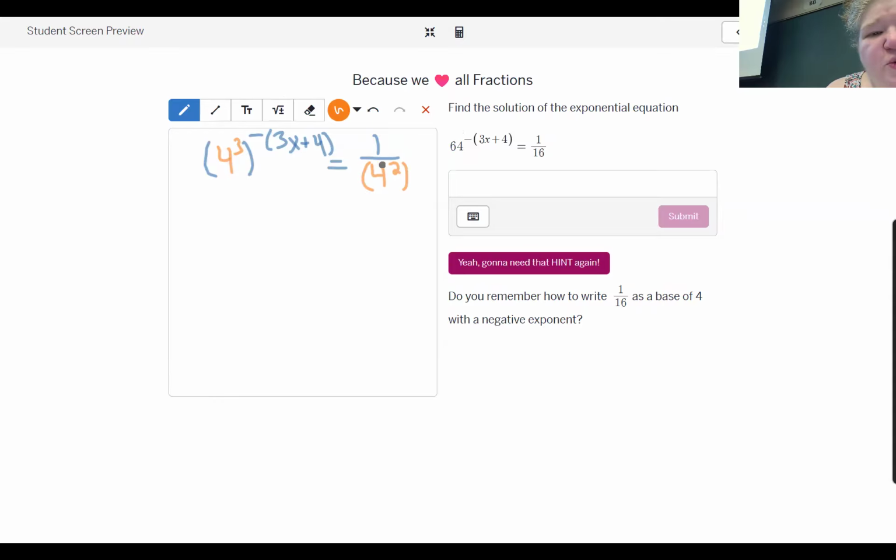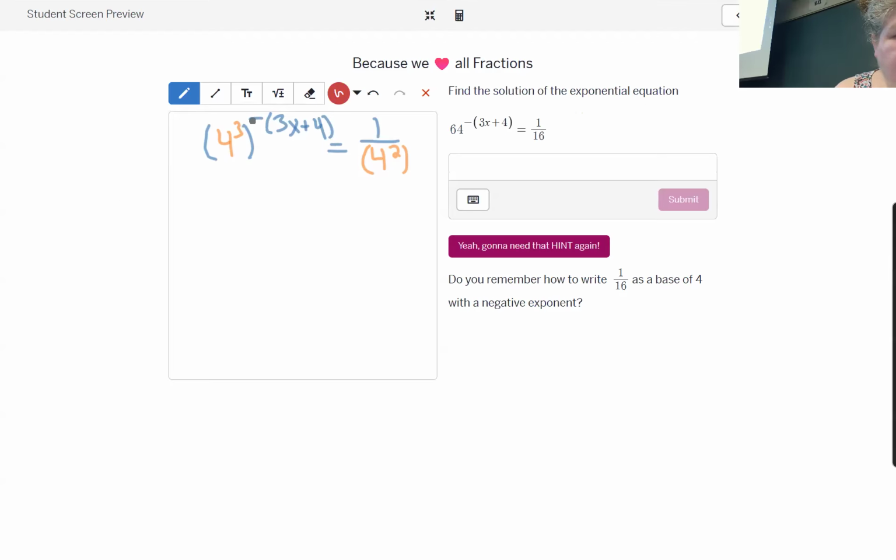So the 1 over 4 squared, that was our hint over here. We can rewrite this as 4 to the negative 2, because we do need the 4s to be on the same line. I can't have 1 on the bottom of a fraction in order to use my log property, my 1-to-1 property. Now on the left side, I've also got to clear up this 4 to the third to the negative mess.